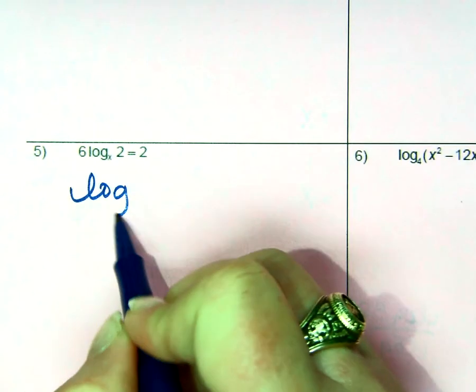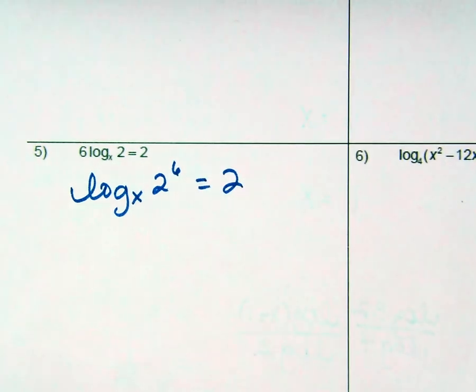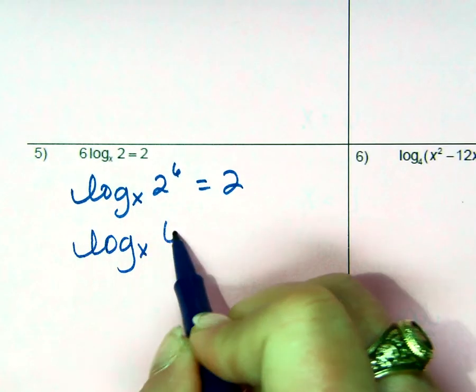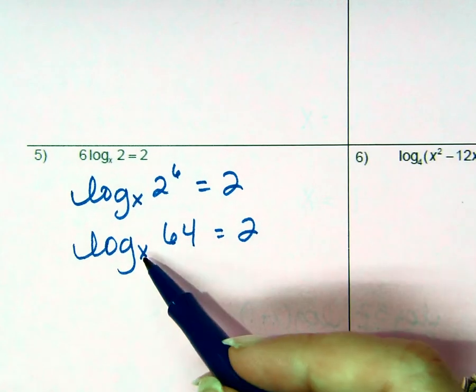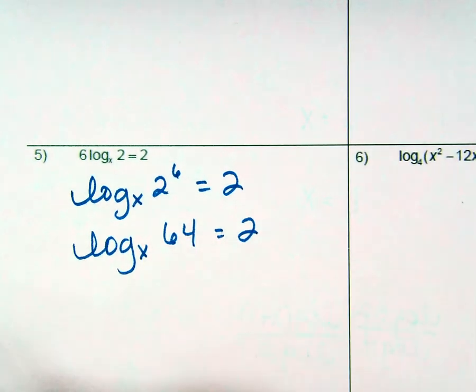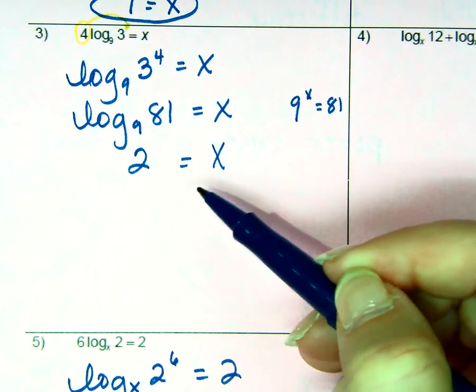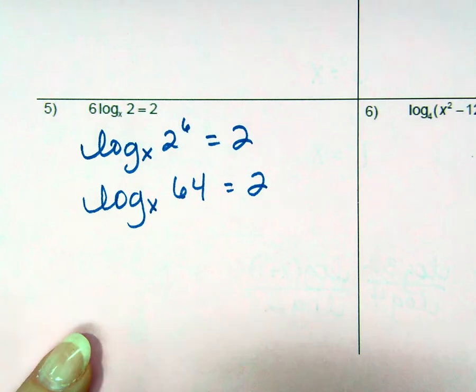So log base x of 2 to the 6th equals 2. What is 2 to the 6th? So log base x of 64 equals 2. Where's my x? In the base, right? If my x is in my base or in my argument, I really need to write it in exponential form, don't I? Okay. If my x is in my answer, like this one, I can just put that straight in the calculator and get an answer. Do you see that? Okay. But since my variable is in my base, I needed to write it in exponential form.